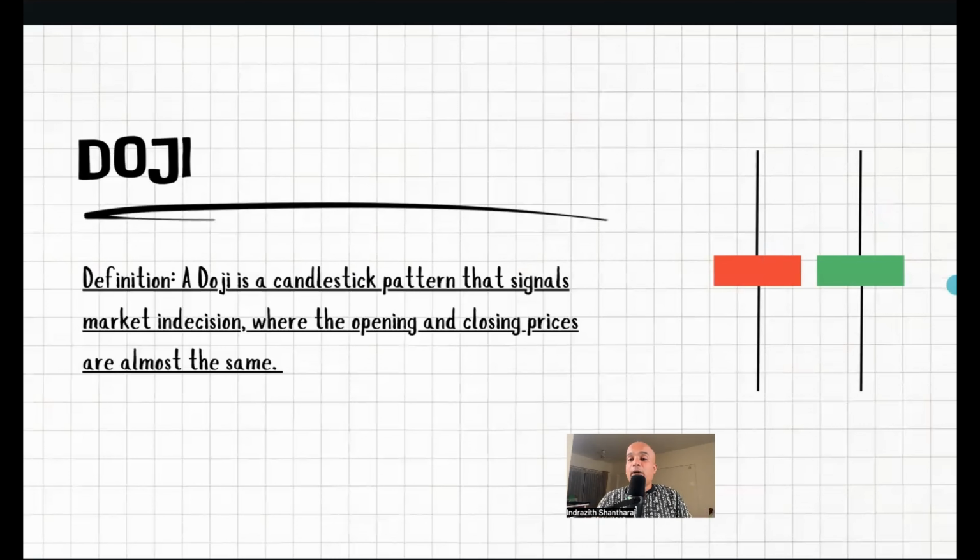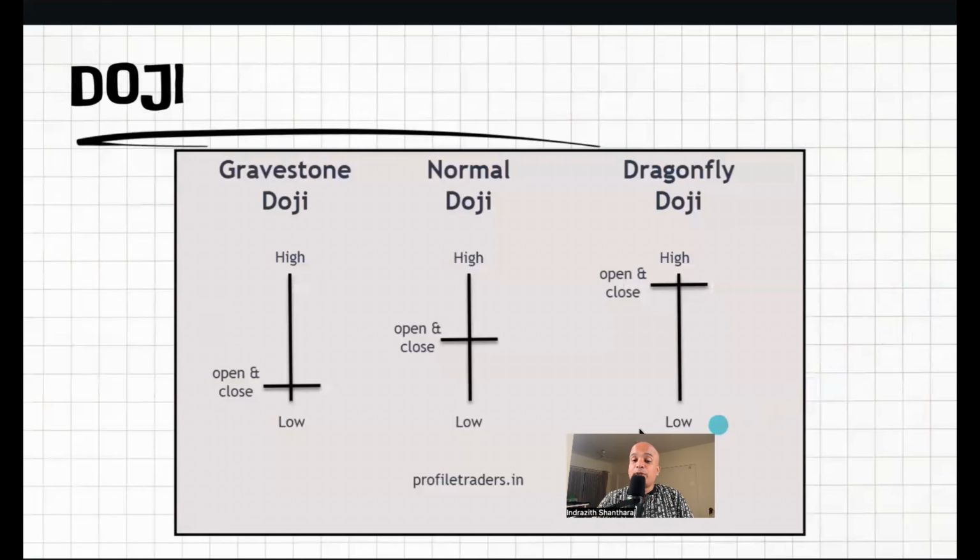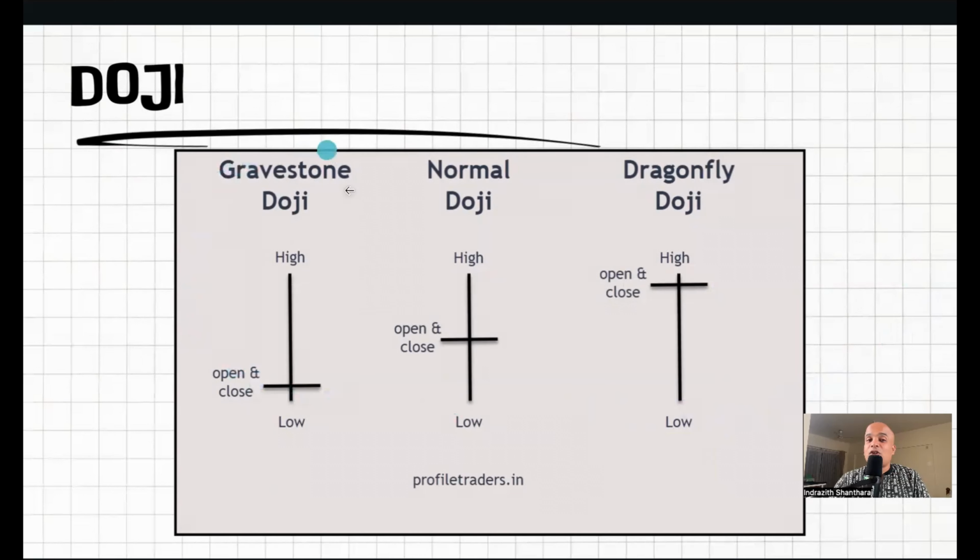Okay, now there are three types of doji, friends. This is called gravestone doji, this is called normal doji, and this is called dragonfly doji. Okay, now this indicates bearishness. Why? Because the price opened here, buyers pushed the price upside, but there are strong sellers at this level, and because of their selling, price came down and reached here, right?